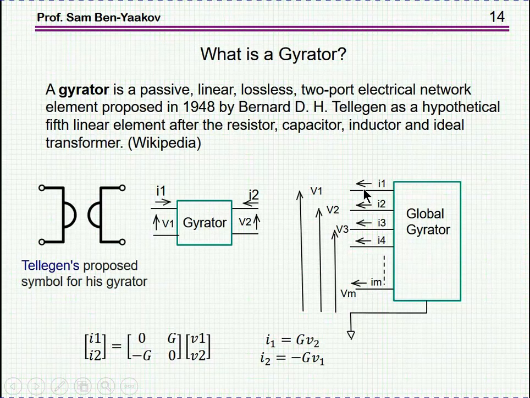Now, let me turn to the term gyrator, which we are going to expand on later on, and define what we mean by this term. The gyrator was suggested by Tellegen in 1948. It's a concept. There's no device like that. It's a concept of a two-port network. Tellegen suggested this symbol, but we are using a conventional two-port presentation. We have an input, we have an output, current coming in, and also coming in here. This is the convention for a two-port network for positive current.